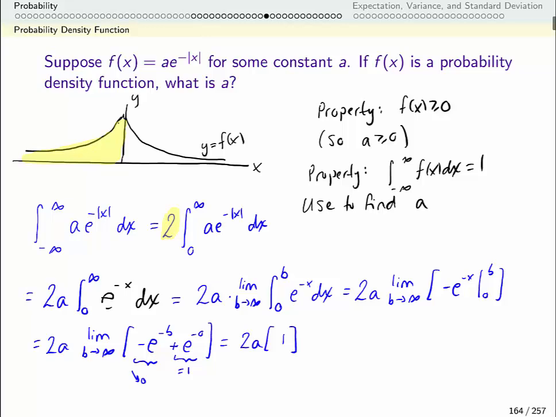So what did I just compute? I just computed the area under this curve, the curve of my probability density function, over the entire length of the real line. This needs to be equal to 1. That is the property that we're using. So this tells me a needs to be 1/2. And that finishes the problem. If a is 1/2, this is a probability density function. If a is anything else, it no longer makes sense as a probability density function.